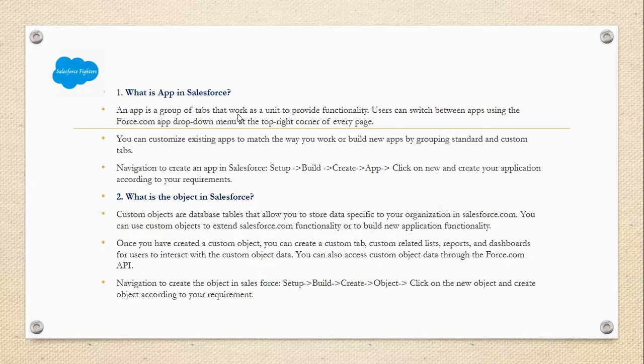What is the app in Salesforce? An app is a group of tabs that work as a unit to provide functionality. Users can switch between apps using the Force.com app drop-down menu at the top right corner of every page.